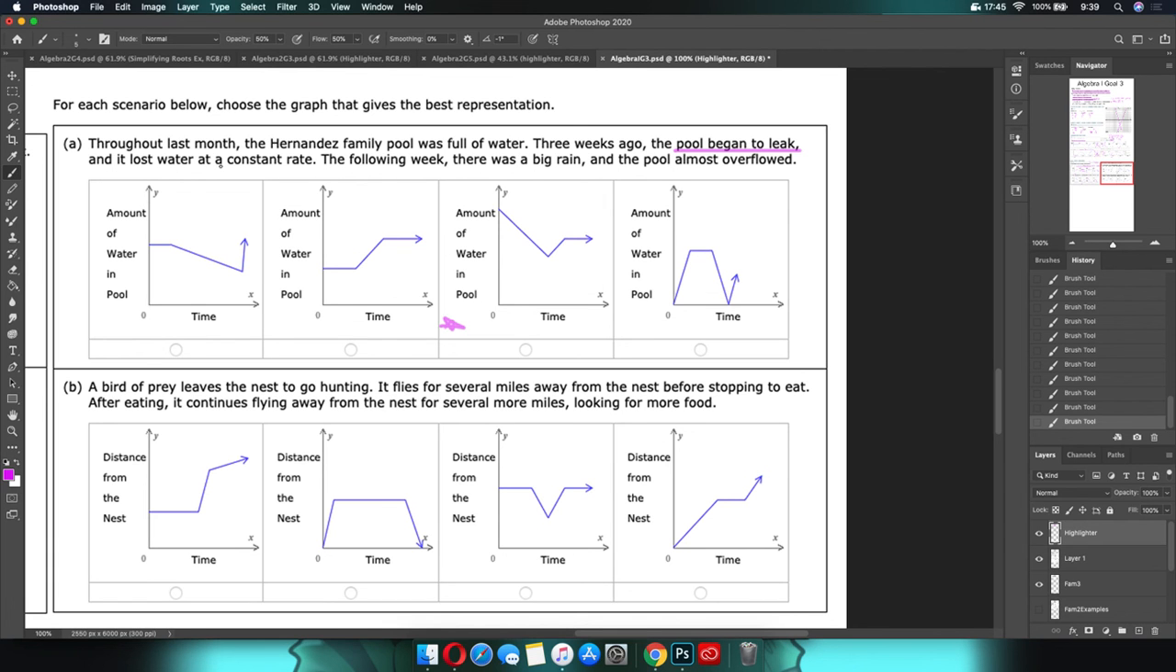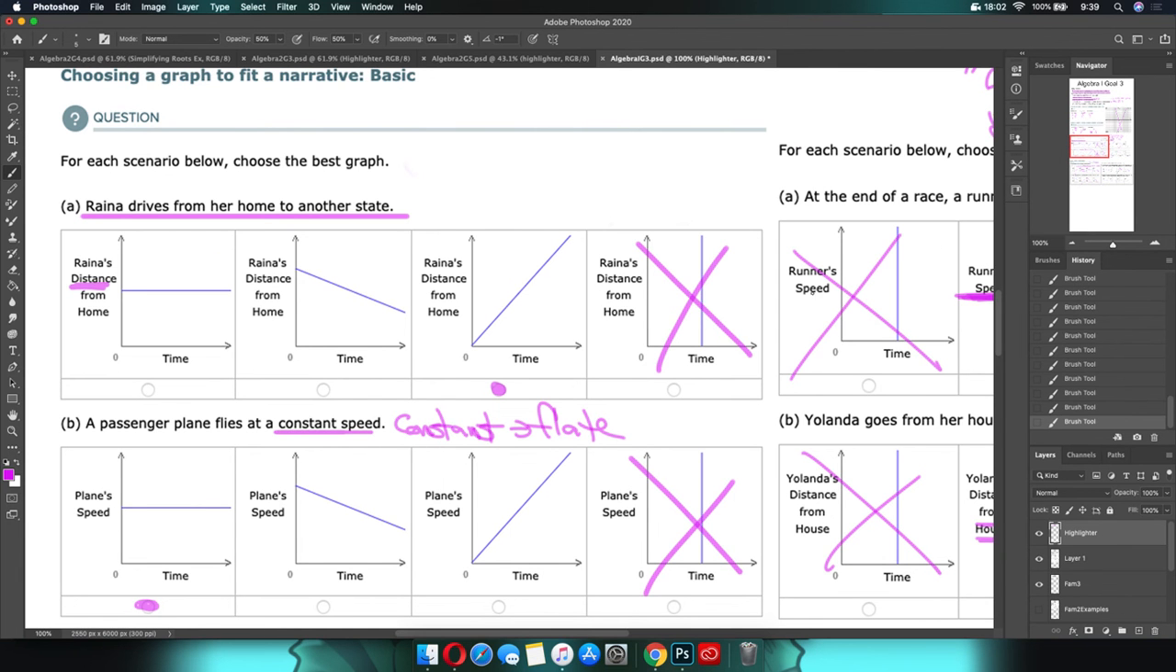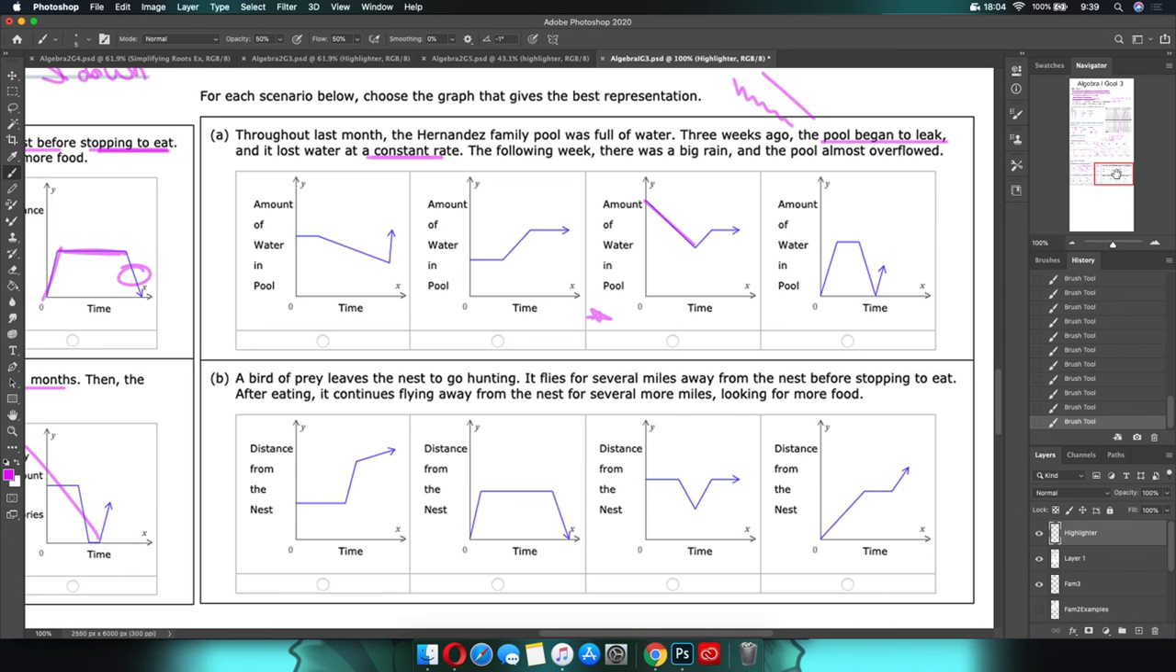It lost water at a constant rate. So here's where constant starts to come back. When it says constant rate, what it means is that you're going in a straight line. So that constant means good. Up in the first topic, constant meant flat. Here, constant can mean a couple of things, so be very careful with the wording.